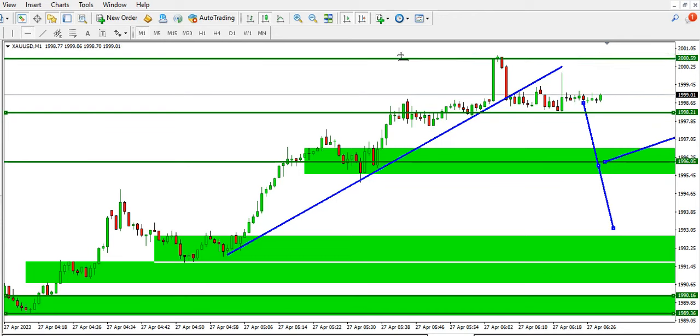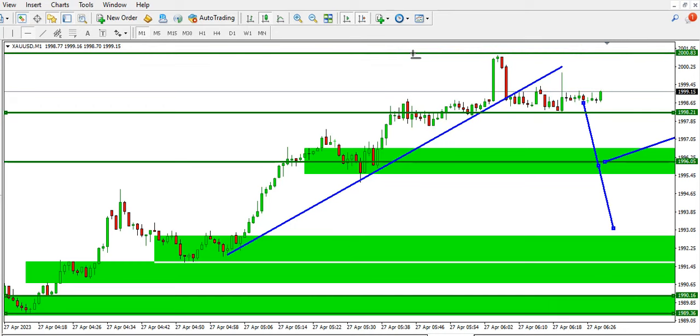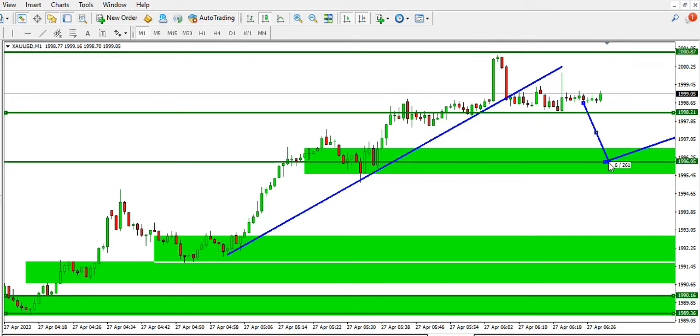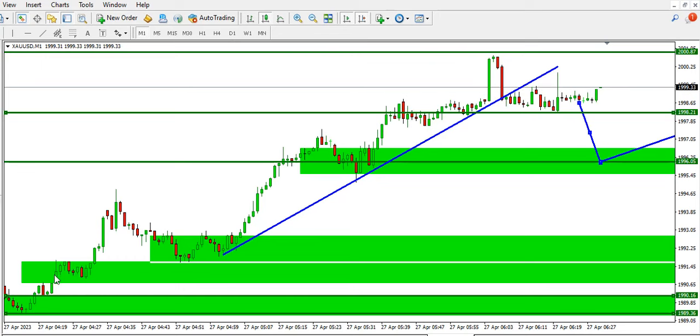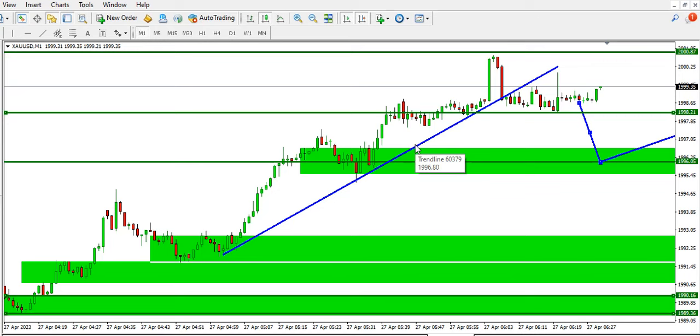Some traders will rather buy when we have a breakout above the high here, when we have a break of structure above the high around here, while some traders place buy limits somewhere around here. So that's that for today's video. We have the buyers, they are very active for now, so price is still going up.